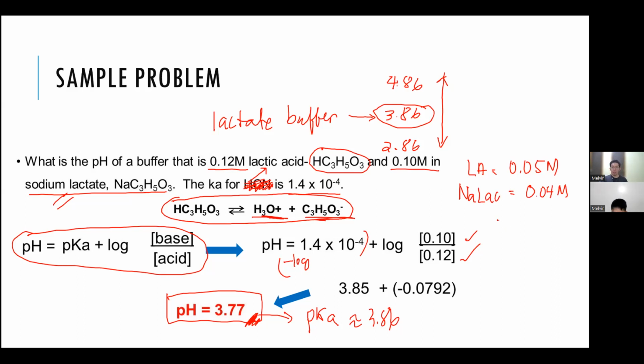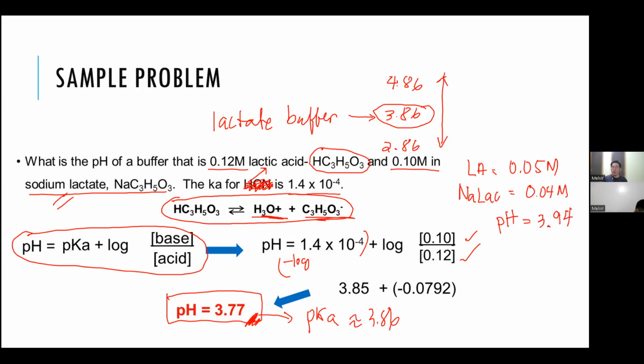What is the pH for this? Yes, you'll still use the same Ka, which is 1.4 times 10 to the negative 4, because your weak acid is still lactic acid. It won't change. 3.94. 3 point 94.